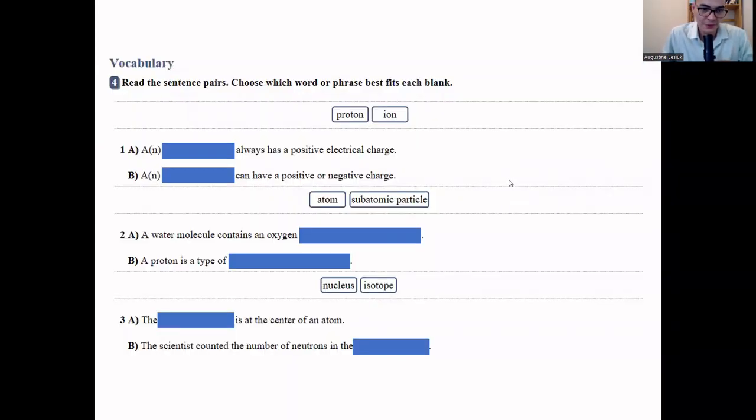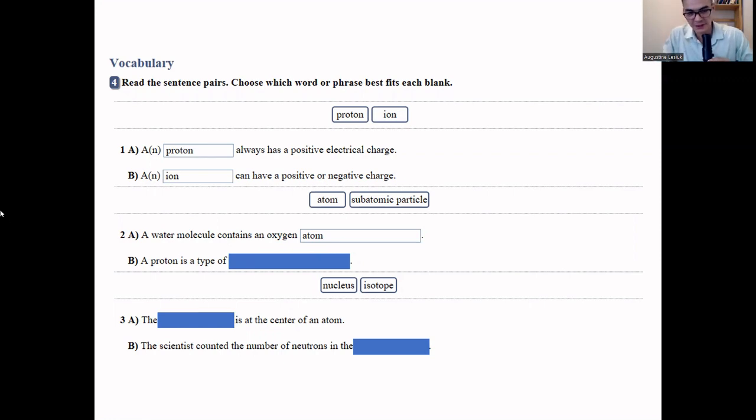Here are the answers. For the first one, a blank always has a positive electrical charge. A proton always has a positive electrical charge, okay? So a proton is positive. Next, a blank can have a positive or negative charge. The answer to this one is an ion can have a positive or negative charge, okay? For the next pair, a water molecule contains an oxygen blank, and a water molecule contains an oxygen atom, okay? So there's an oxygen atom as part of a water molecule. Since water is H2O, O is the oxygen atom.